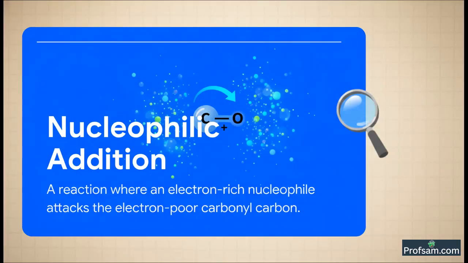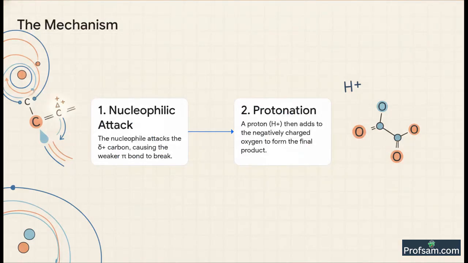And this situation directly leads us to the main type of reaction here. This is the exam-safe definition you should know, nucleophilic addition. It's exactly what it sounds like. A nucleophile, which is something rich in electrons, attacks that electron-poor carbonyl carbon. The name itself tells you the story. So what is really happening at the molecular level?